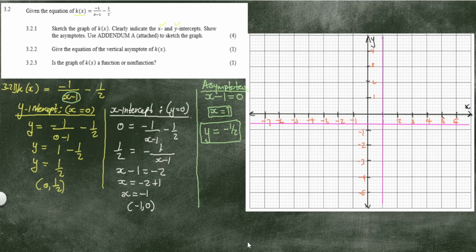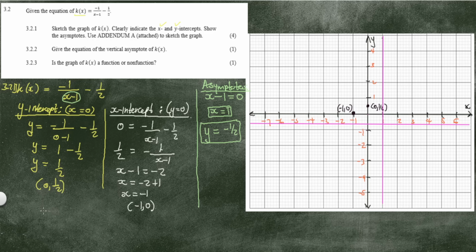Now let's plot our x-intercept. So x-intercept is minus 1 and 0. And then we have the y-intercept as well, that is 0.5. It's somewhere here. 0.5. And then on this side it's minus 1 and 0. All right, minus 1 and 0, and then we can plot now.